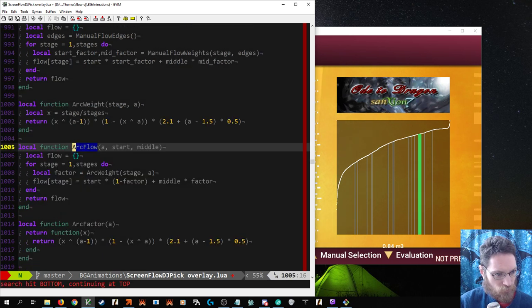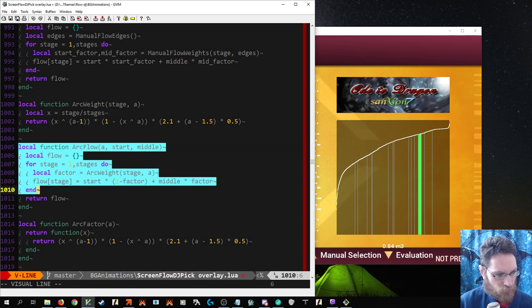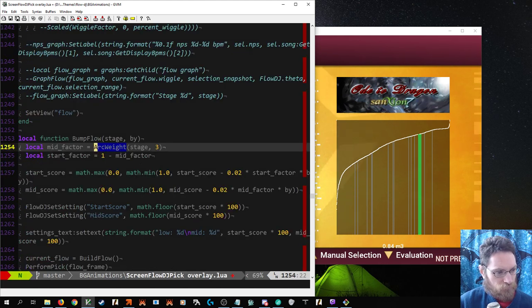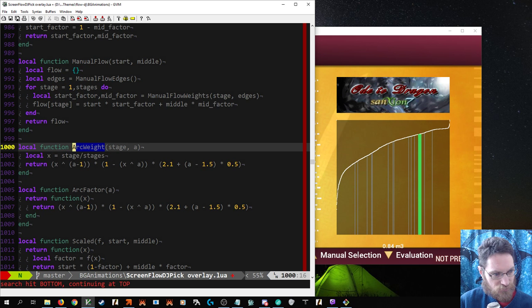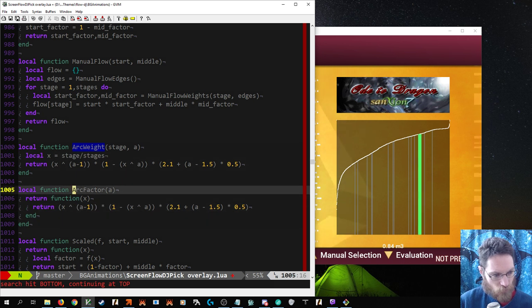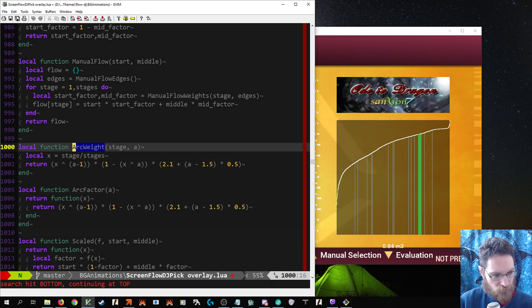Arc flow, similar. Which then means arc... So as it stands, we still need that. So I had a thing that, arc factor for blah of blah. That's just stage divided by stages.